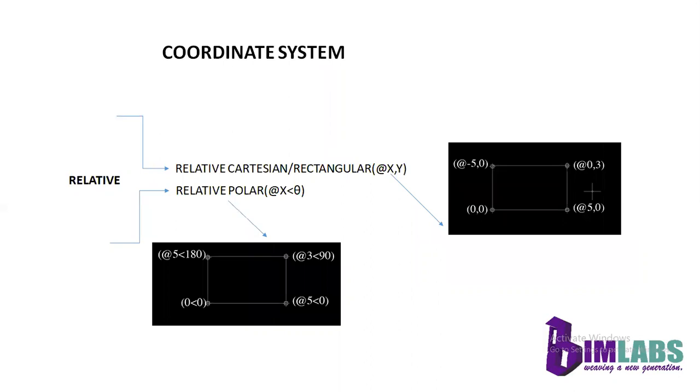In the relative system, the previous point becomes the origin. In the relative Cartesian system, we input in the format @x,y, where we input the x and y distances. In the relative polar system, we input it as @ a distance and an angle. And this angle will be with respect to the previous point.